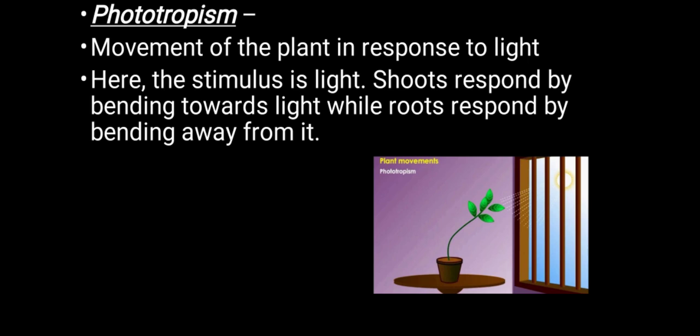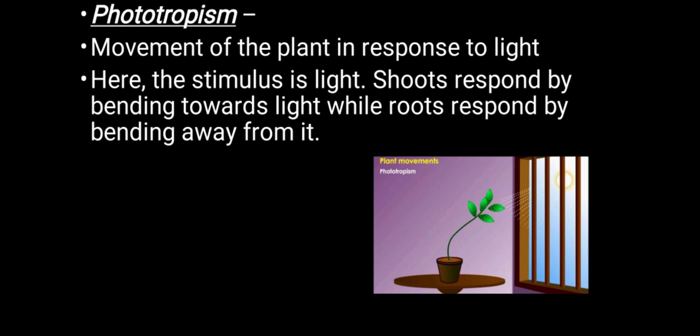Phototrophism. Photo means light. The movement of a plant part in response to light stimuli is called phototrophism. Shoots or stem respond by growing or bending towards the light stimuli. Shoots grow in the direction of the light stimuli. Thus, shoots exhibit positive phototrophism as the growth is in the direction of stimuli, whereas roots respond by growing or bending away from the light stimuli, thus exhibiting negative phototrophism.